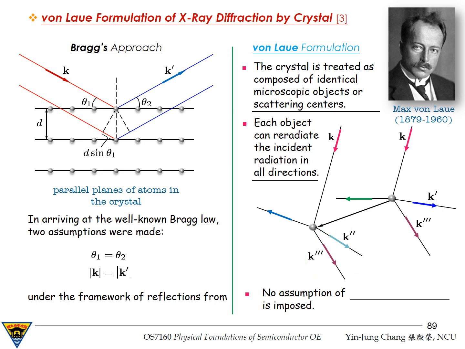This leads to the more fundamental picture shown here. So we have the incident wave vector k and the scattered wave vectors, for example, k prime, k double prime, and k triple prime, and so on and so forth. Unlike the Bragg picture, we do not assume specular reflection. So the reflected angle of the reflected X-ray beam is not necessarily equal to the incident angle. Instead, we simply consider interference among waves scattered by all microscopic objects in the lattice.